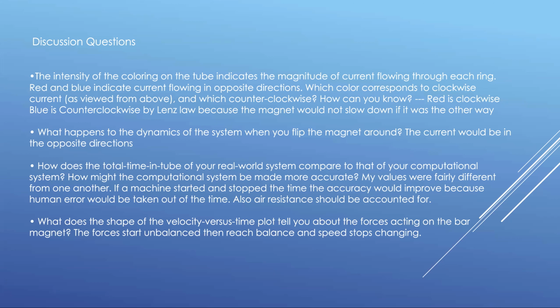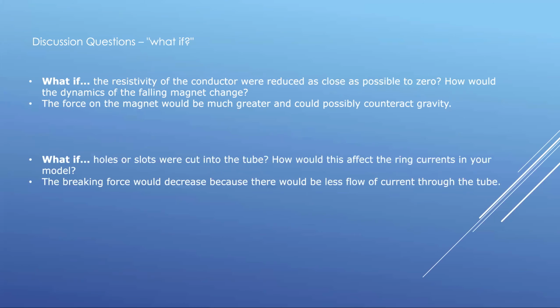What does the shape of the velocity versus time plot tell you? The force is acting on the bar. The force starts unbalanced and then reaches balance, and the speed stops changing, as you can see in the graph.